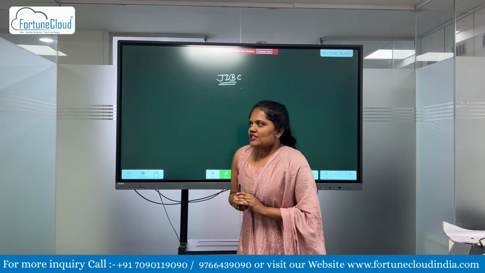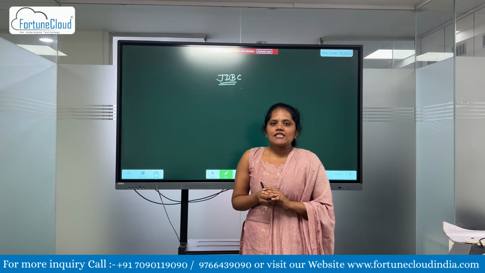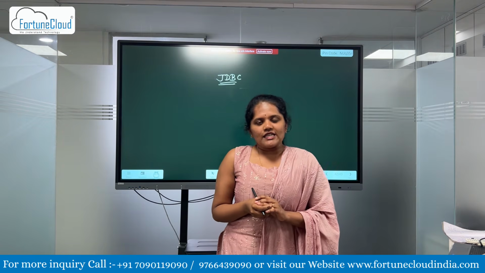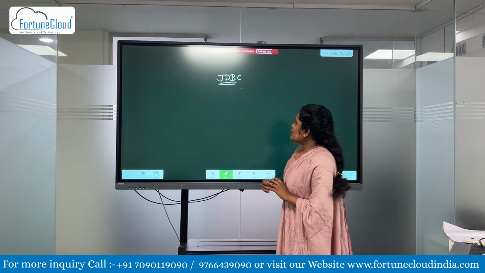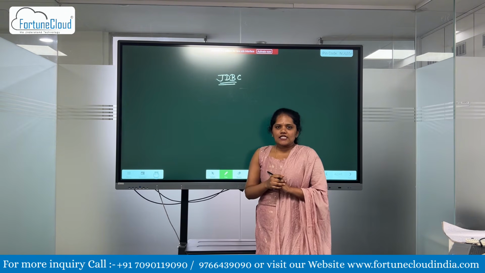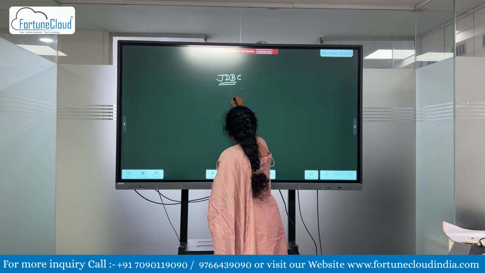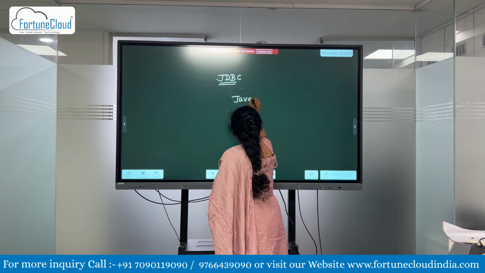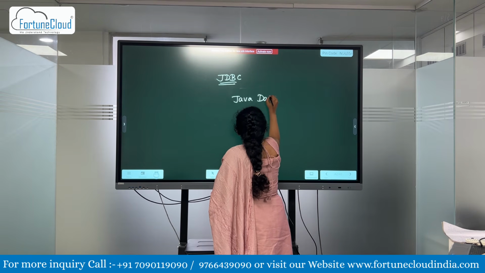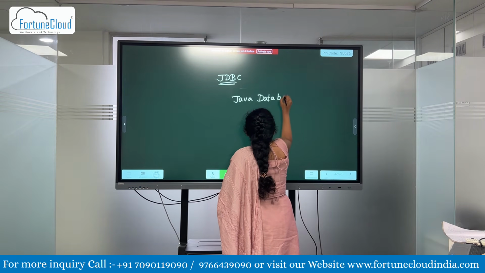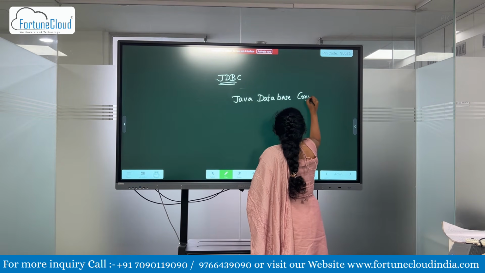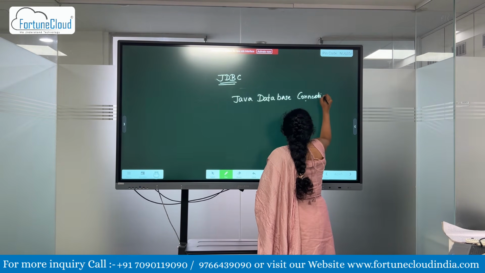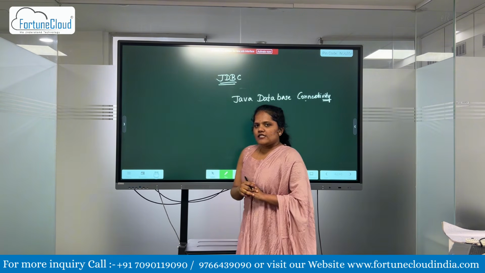Okay. So in today's session, we'll be seeing about Java database connectivity. What is this Java database connectivity? In short, we call it JDBC. So J stands for Java, DB in the sense database, and C stands for connectivity. So what does this exactly mean?